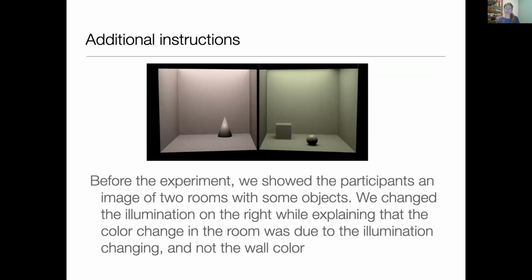We had additional instructions in this case. Before, we hadn't explained to subjects what is actually changing when the color changes on the screen. But in this case, we explained before the experiment with this image that the changes in the display are actually due to illumination changing. So we changed the illumination on the left, and at the same time explained to the subjects that, okay, you're seeing a color change, but that's due to the illumination. And we thought that this might have improved their color constancy overall.